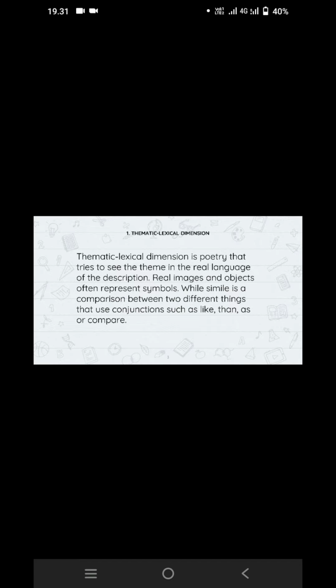The next material is thematic lexical dimension. Thematic lexical dimension is poetry that tries to see the theme in the real language of the description. Real images and objects often represent symbols, while a simile is a comparison between two different things that uses conjunctions such as like, than, as, or compare. Pictures and concrete objects can serve as additional symbols.